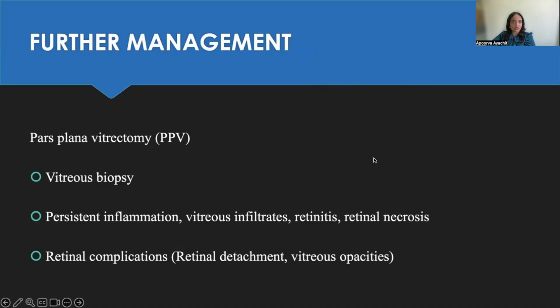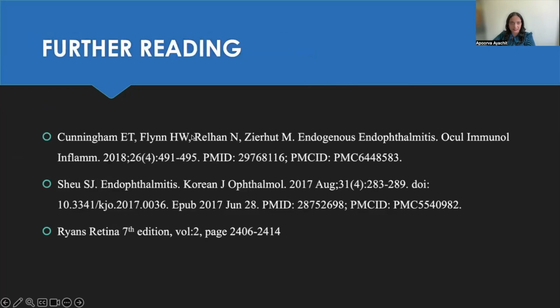So the further management includes, of course, if there is persistent inflammation, there are vitreous infiltrates, you see that there is retinitis, retinal necrosis causing a detachment, then also, importantly, to necessitate a vitreous biopsy, a pars plana vitrectomy is indicated.